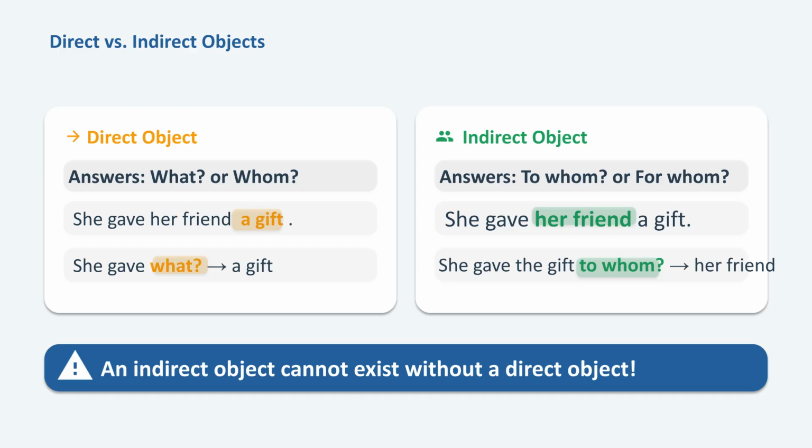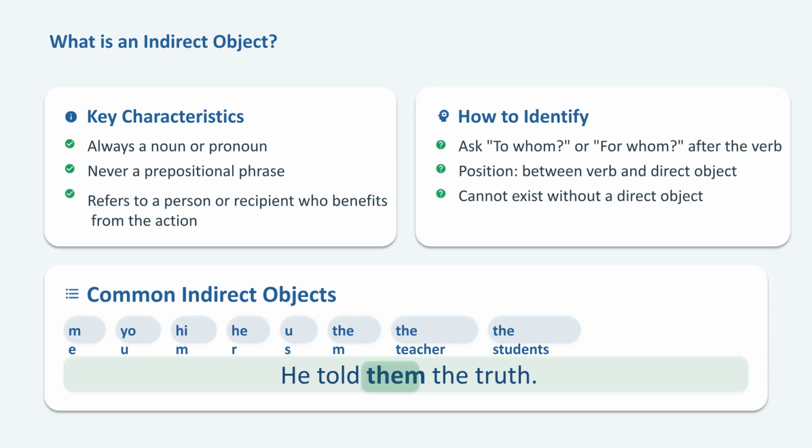And here's the key rule. A sentence cannot contain an indirect object unless it already has a direct object. The indirect object cannot exist on its own. It depends on the direct object for its meaning. Now that we know the relationship between DO and IO, let's look at what an indirect object actually is.